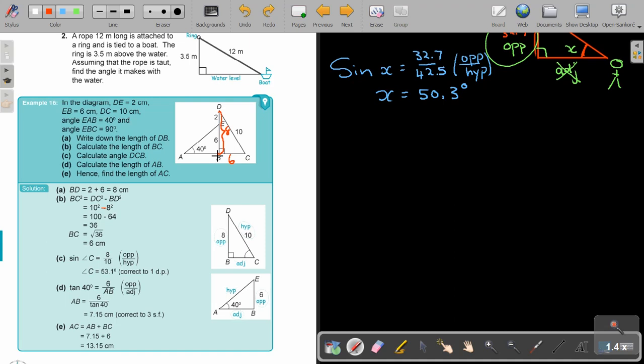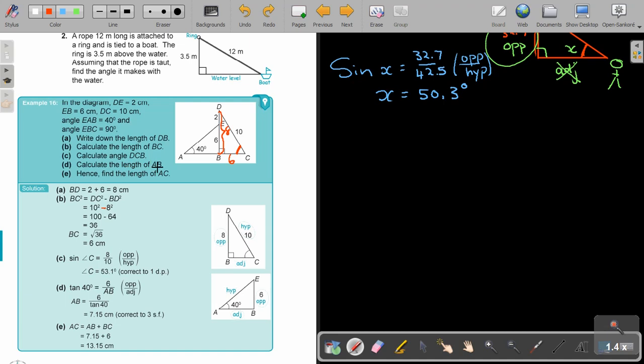Then calculate angle DCB, this angle. So this is going to be opposite over hypotenuse, but you can actually use any one now. Opposite over, but it's always better maybe to use the ones that are given. Maybe you made a mistake there and you got that.